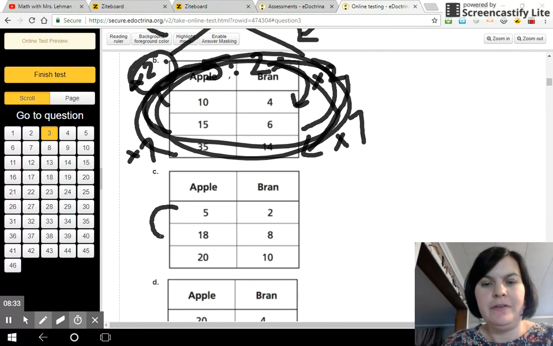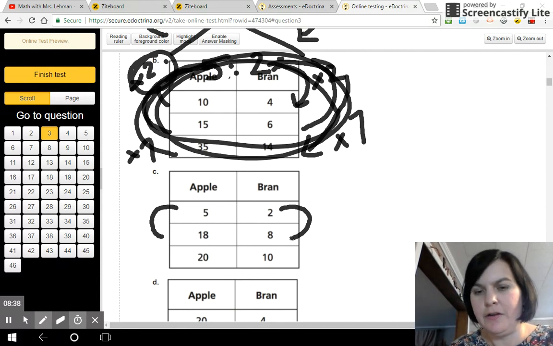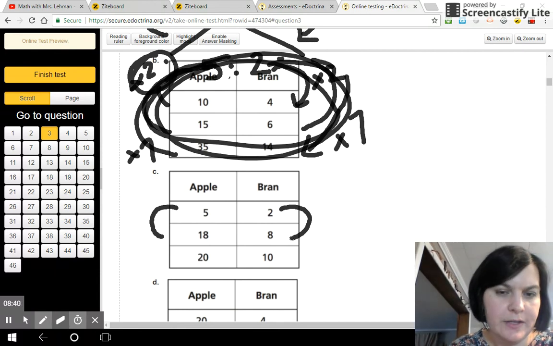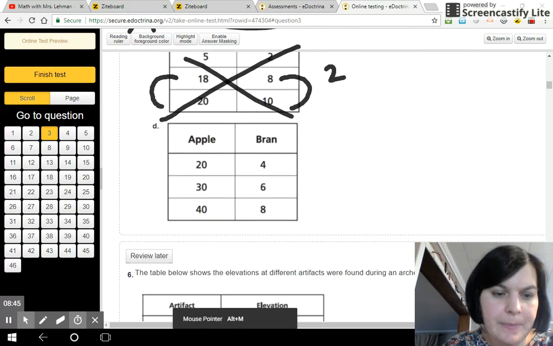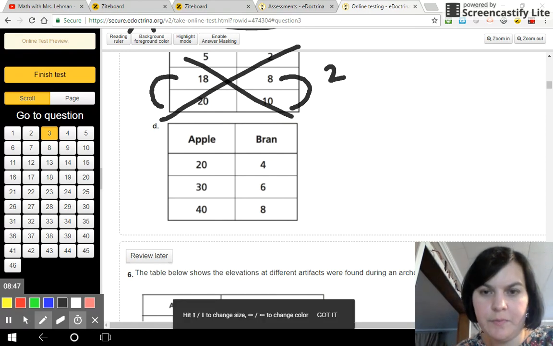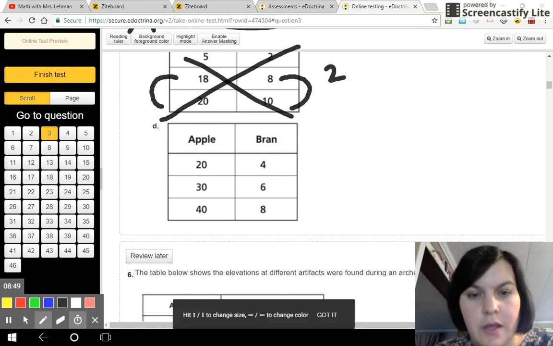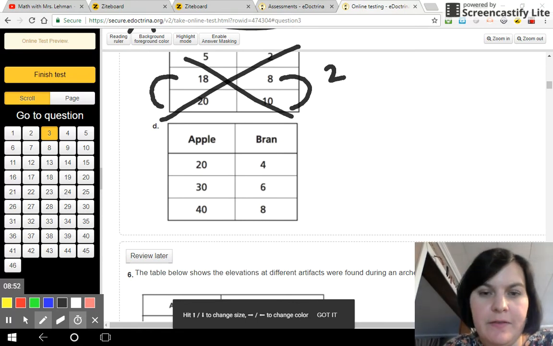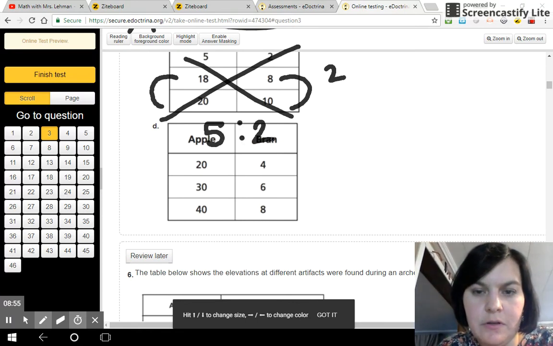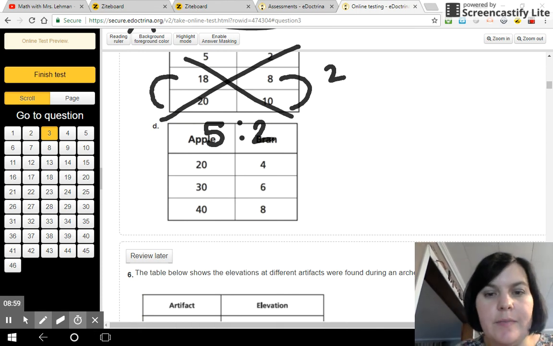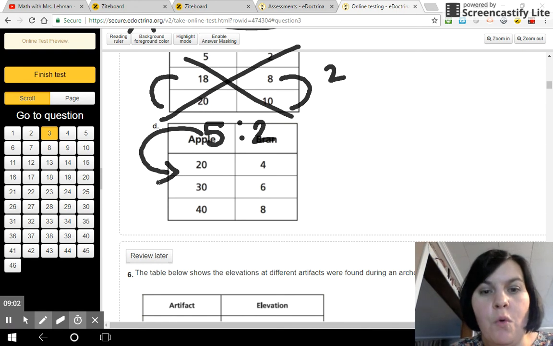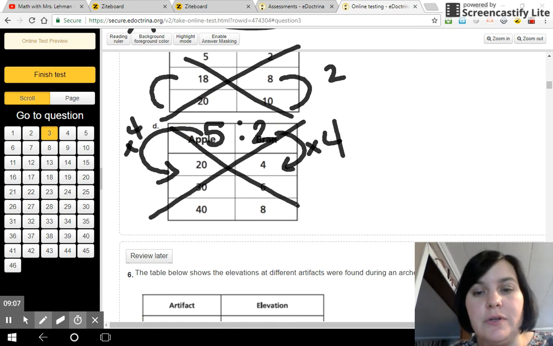5, you can't scale that up to 18, and 2, you multiply that by 4. So 5 times 4 would be 20. So C is garbage. I'm trying to get this done here. And again, as soon as you find one that doesn't work, it makes the whole chart wrong. So the next one, it's got to be 5 to 2, which I somehow reversed in choice B originally. Dumb, Mrs. Lehman. All right, 5 times 4 is 20. 2 times 4 is not 4. So choice D is out of the running.